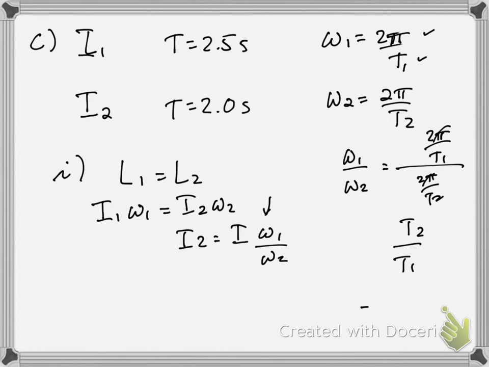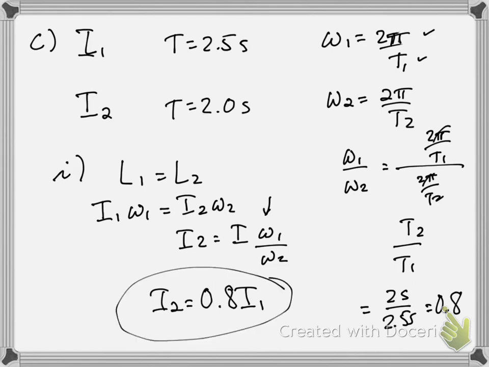Now we have numbers here. T2 is 2 seconds, T1 is 2.5 seconds, and that is 0.8. All right, so what we have here is I2 equals 0.8 I1. And that should make sense because we already said that the rotational inertia of this system is decreasing as the ladybug walks towards the center. So let's talk about the rubric here. 1 point for using conservation of angular momentum using I and omega. 1 point for substituting the speeds, or really the periods, to find out that I2 is 0.8 of I1.